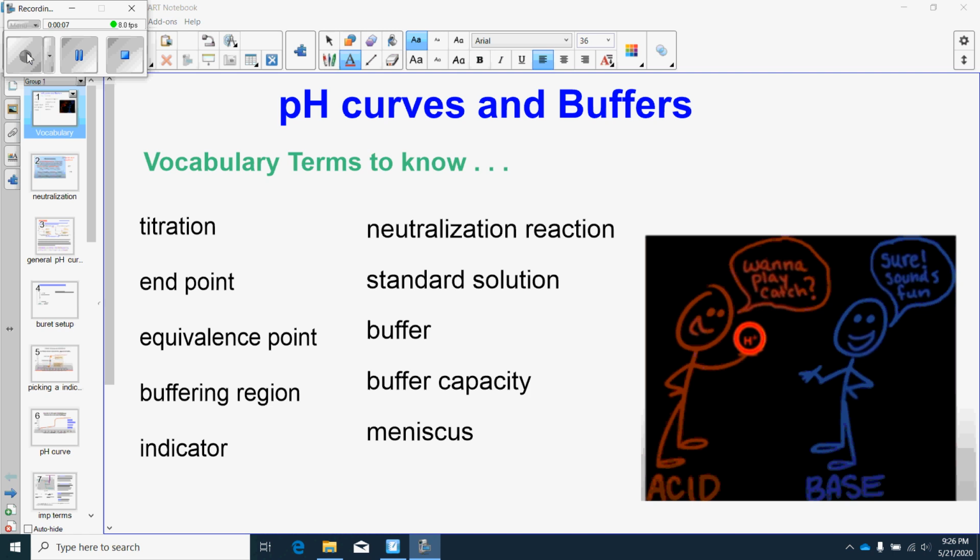First video is going to be on pH curves and polyprotic acids or bases. The second video will be on buffers, and the third video will be on titrations.